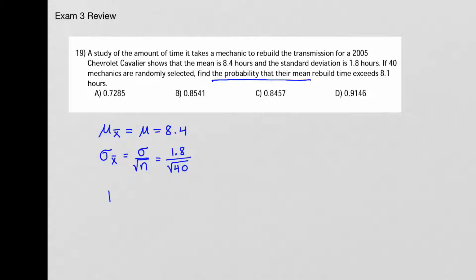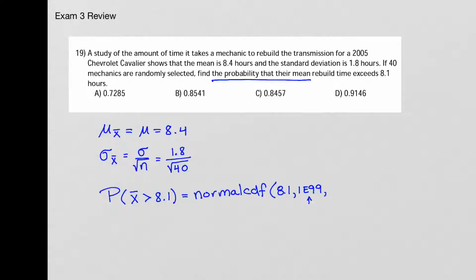So to calculate this, we're finding the probability that x bar is greater than 8.1. We're going to use the normal CDF function, just as we do when we're finding a probability with the normal distribution. And I put in my boundaries. So we're looking for the probability that x bar exceeds 8.1. So 8.1 is the lower limit. Infinity is our upper limit, really, as much as infinity can be an upper limit.